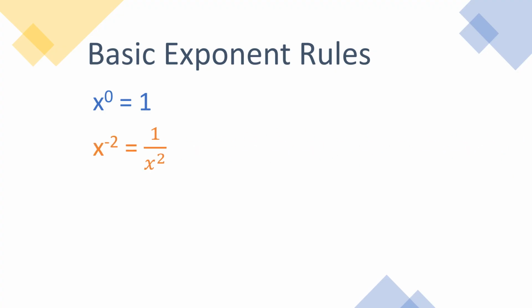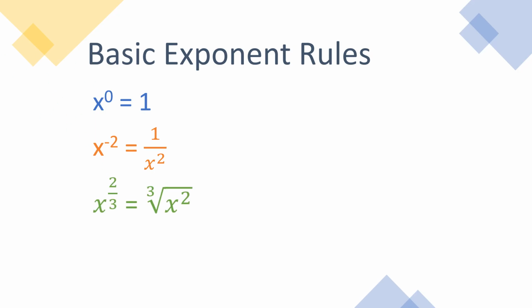Negative exponents. When you have a negative exponent, I want you to think reciprocal. In other words, flip it. If you have x to the negative 2nd power, that really means 1 over x to the positive 2nd power. Instead of keeping it in the numerator, we moved it down to the denominator and changed the sign on the exponent.